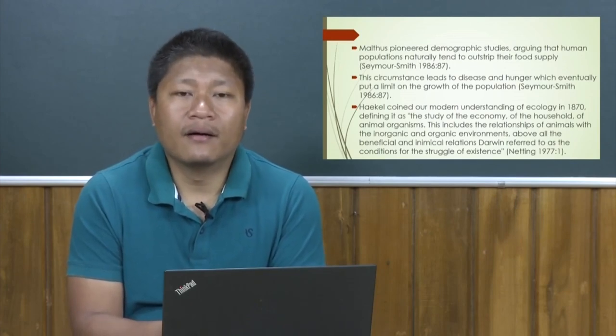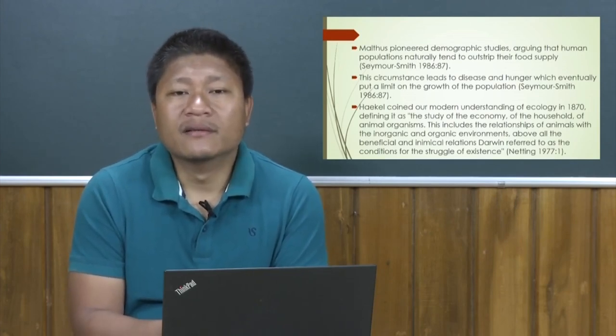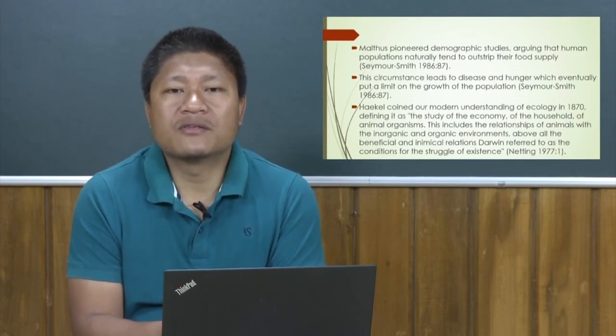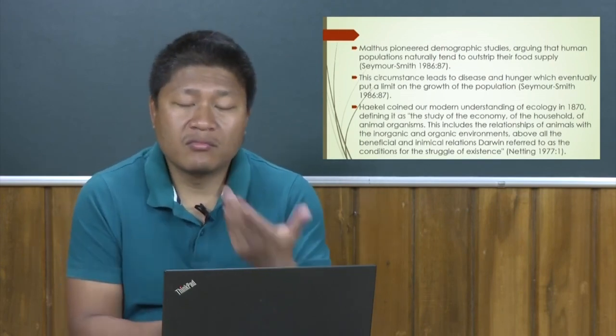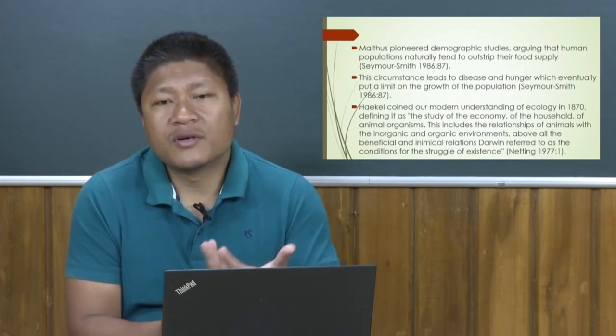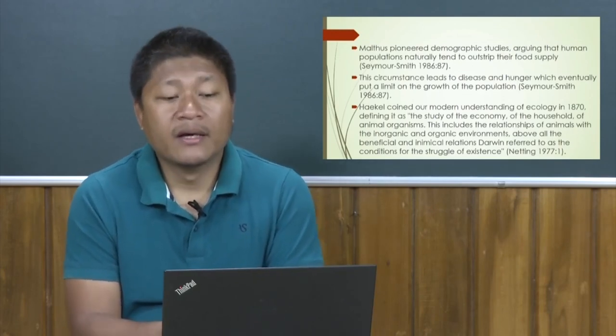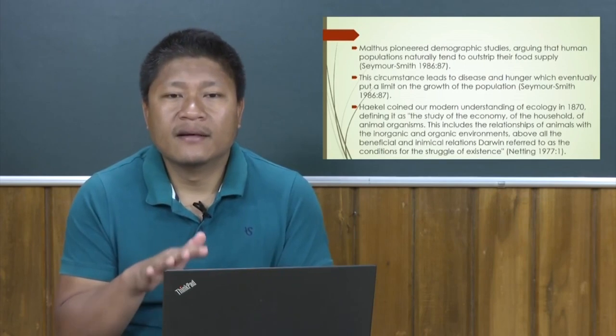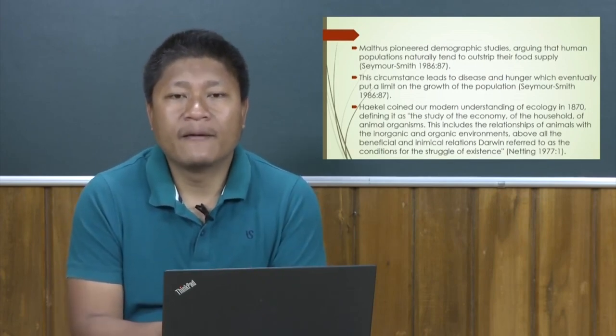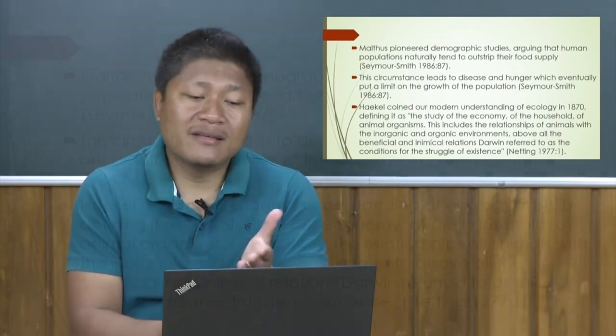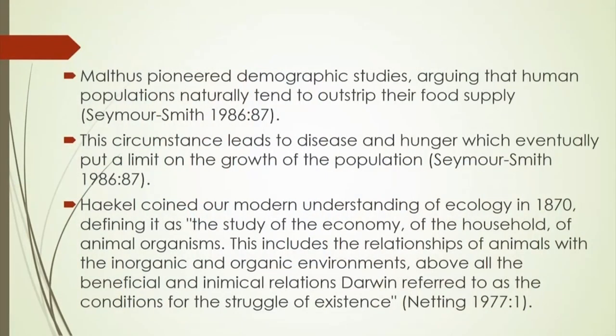That is, the increasing demands or the increasing populations in essence tend to outstrip the supply from the natural resources. And these imbalances between demand and supply will eventually lead to disease and hunger, which will put a limit to the growth of the human population, as Seymour and Smith observe.